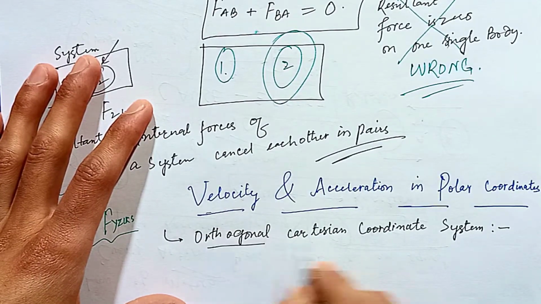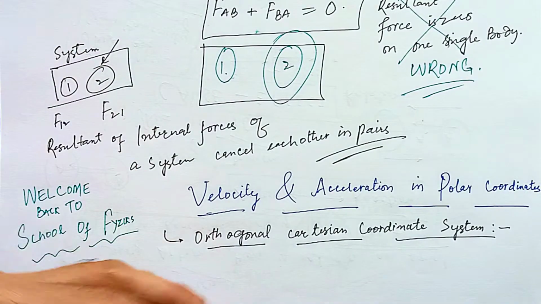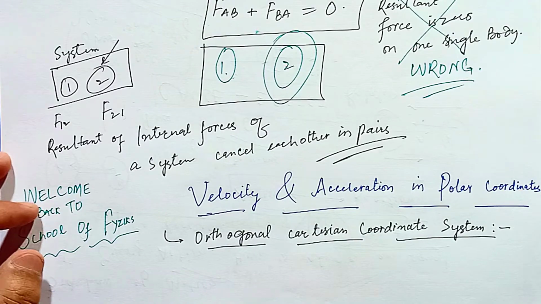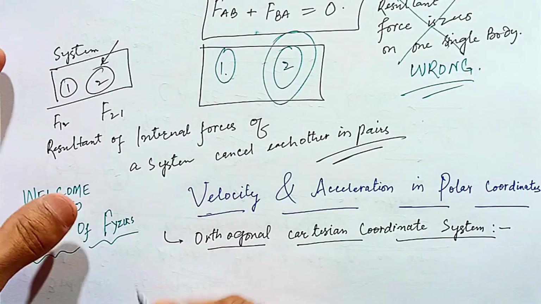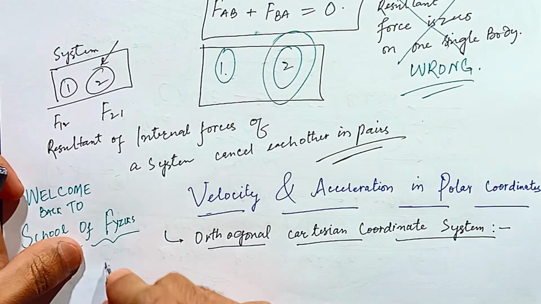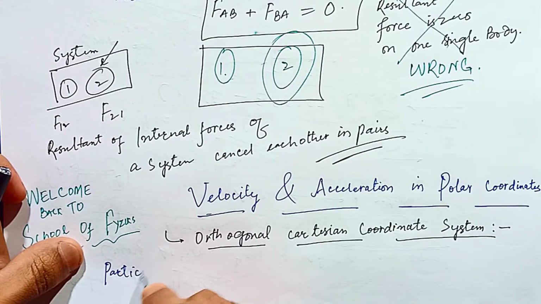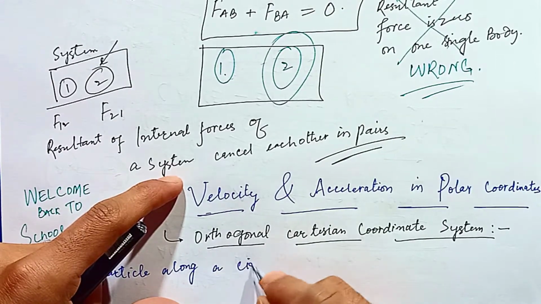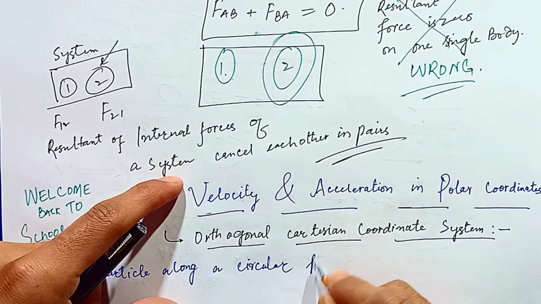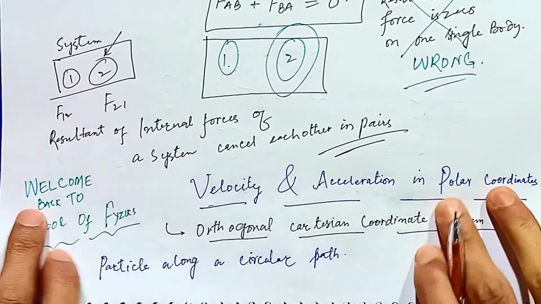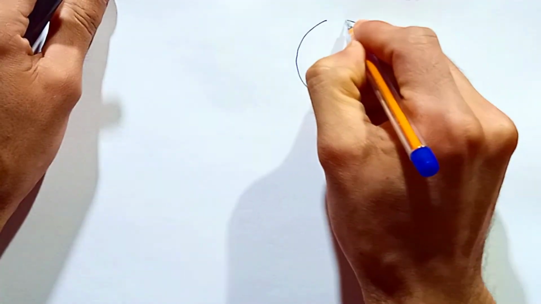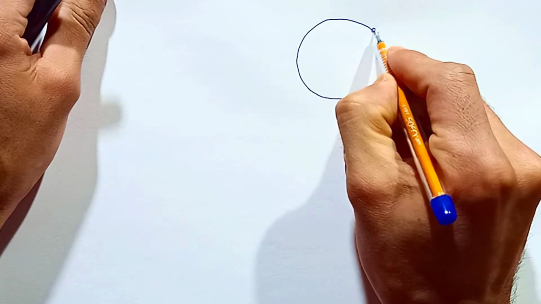Okay, so if we discuss this, we have to consider, for example, a simple example. I will consider a particle moving along a circular path. Say, this is the circular path along which the particle is moving.